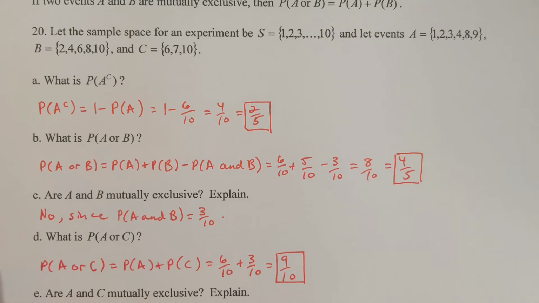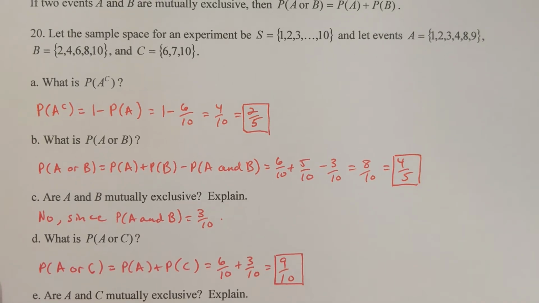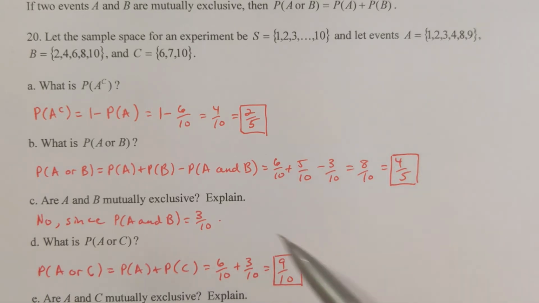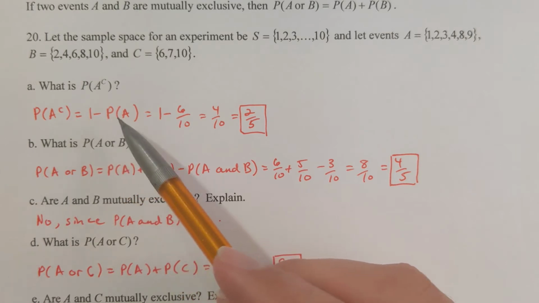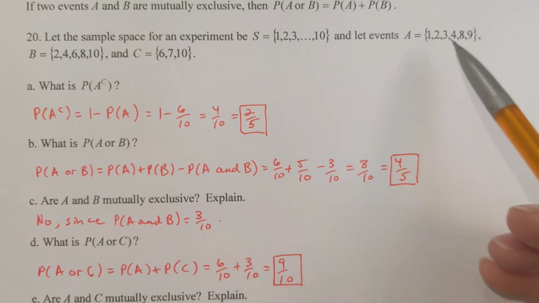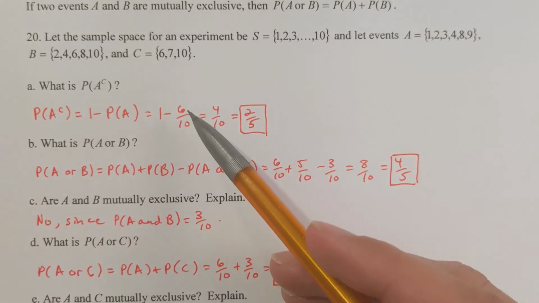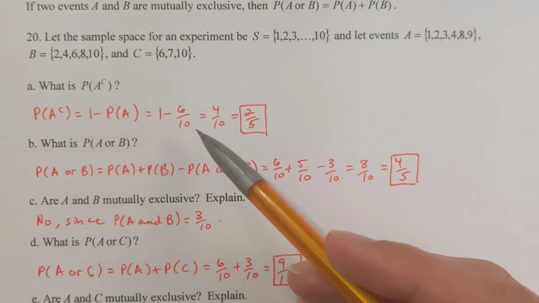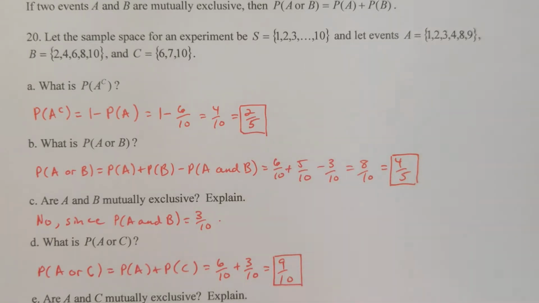Let's take a look at problem 20, where it says, let the sample space for an experiment be the counting numbers 1 through 10, and let A, B, and C be events in the sample space. Part A, what is the probability of A complement? I want to use the complement rule, which says the probability of A complement is equal to 1 minus the probability of A. There's 6 things in A out of the 10 things in the sample space, so 6 over 10 would be the probability of selecting something in A. So 1 minus 6 over 10 gives me 4 over 10, and 4 over 10 reduces to 2/5.